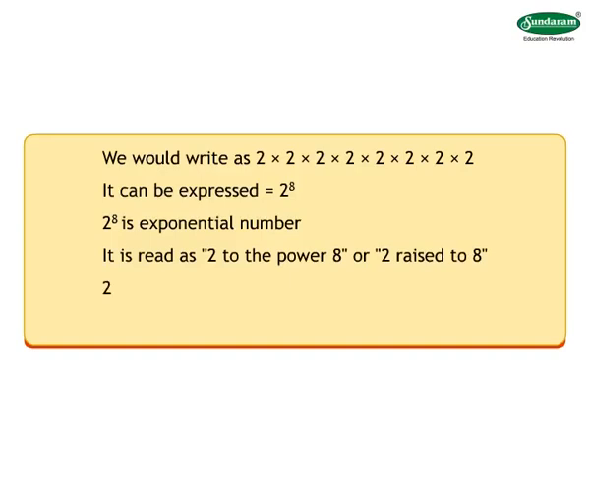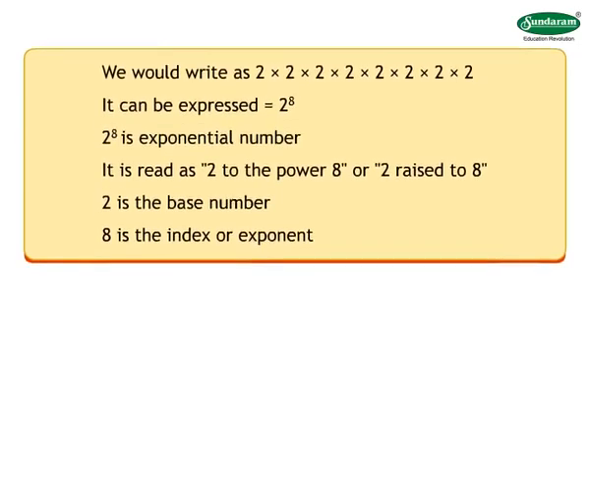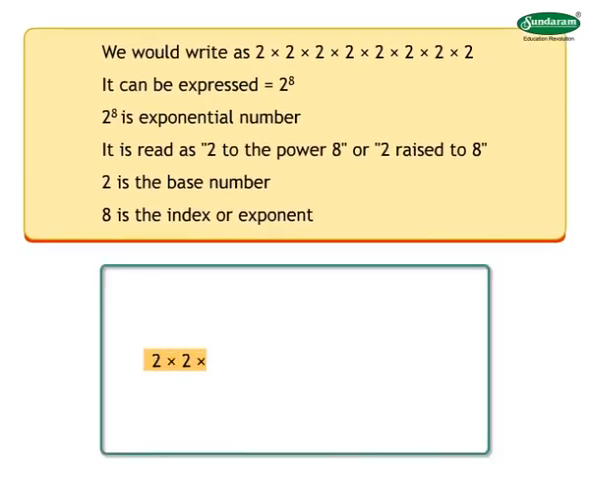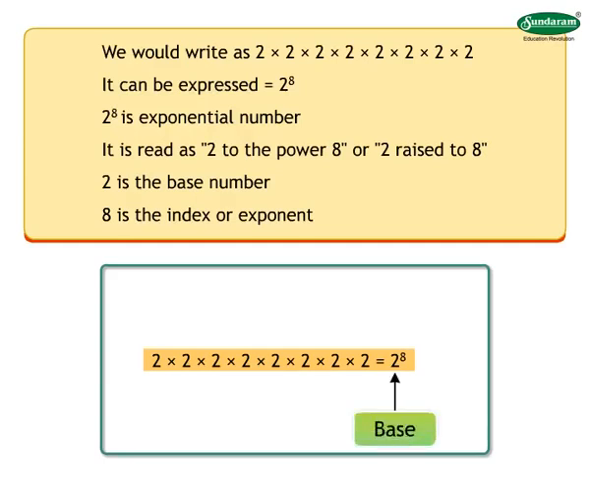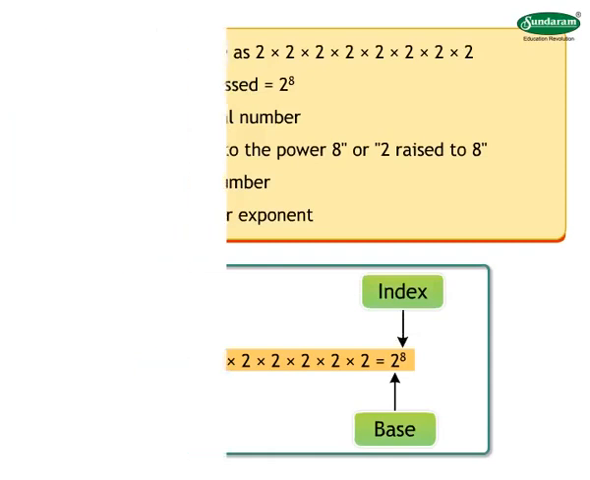Here, 2 is the base number and 8 is the index or exponent. 2 into 2 into 2 into 2 into 2 into 2 into 2 into 2 equals 2 to the power 8, where 2 is the base and 8 is the index.